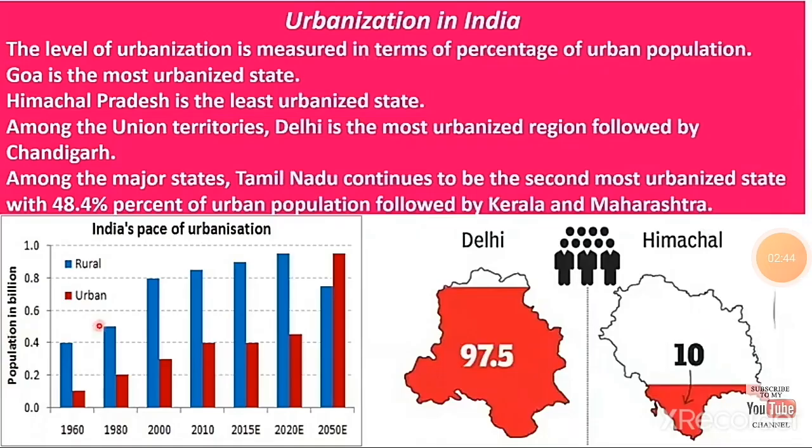Next, urbanization in India. The level of urbanization is measured in terms of percentage of urban population. Goa is the most urbanized state. Himachal is the least urbanized state. Among the union territories, Delhi is the most urbanized region, followed by Chandigarh. Among the major states, Tamil Nadu continues to be the second most urbanized state with 48.4% of urban population, followed by Kerala and Maharashtra.